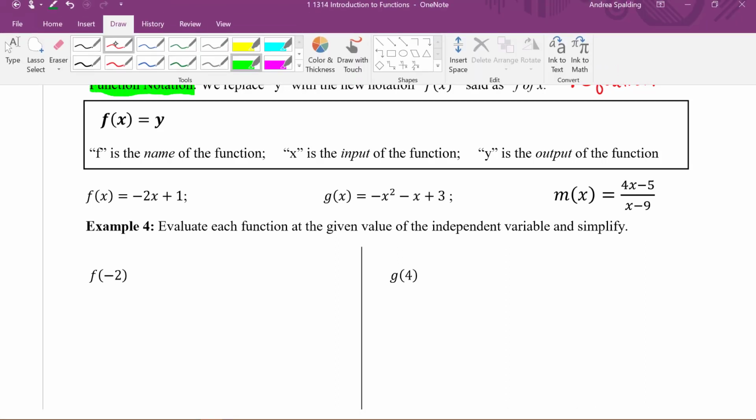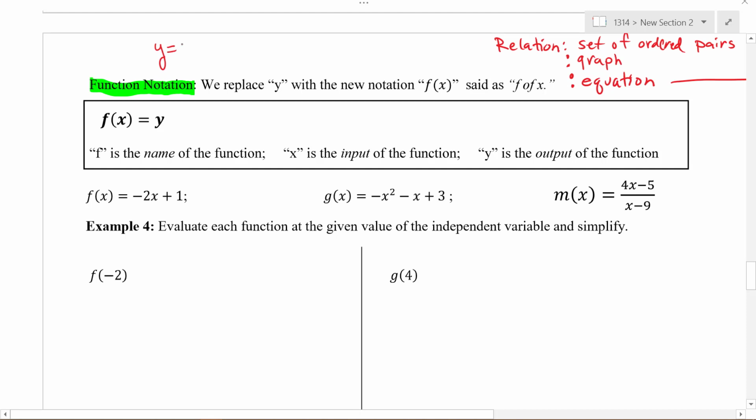So instead of writing y is equal to x plus 5, we replace the y with a new notation, f parentheses with an x inside. So we're going to replace the y with what we call f of x equals, and then the equation on the other side. So this is the new notation that we're going to use when we talk about a function in the form of an equation. Okay, we call this function notation.